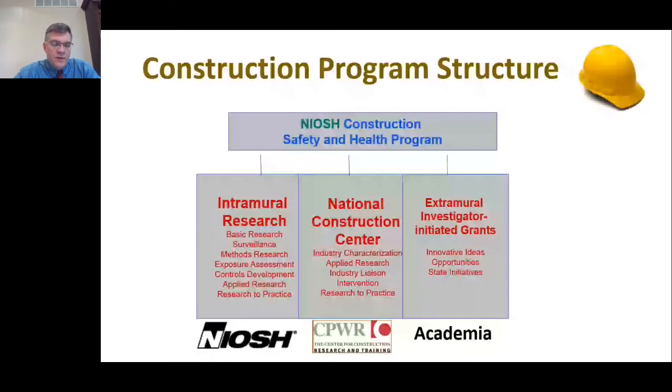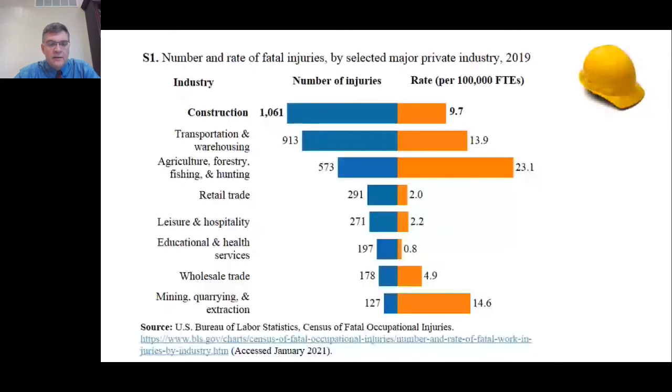So the next several slides come from a CPWR data brief, and it just gives you some data about the problem within the industry, how it relates to other sectors. If you look at this slide, on the left-hand side, the blue bars represent the number of fatal injuries in 2019. As you can see, if you look at the raw numbers, construction has had more fatal injuries than any other sector. It's followed closely by transportation and warehousing, and then ag, forestry, and fishing. But it's a very dangerous industry.